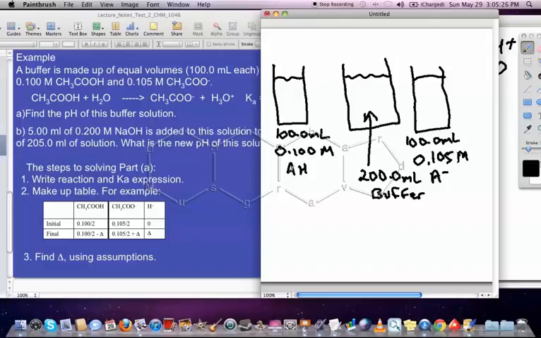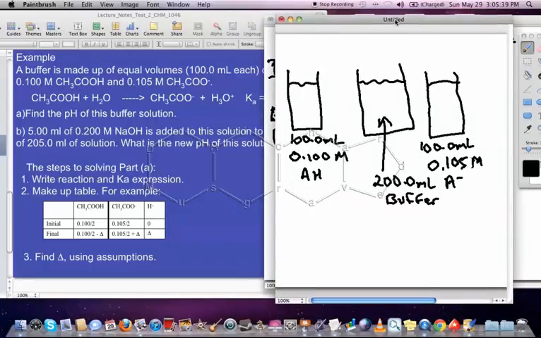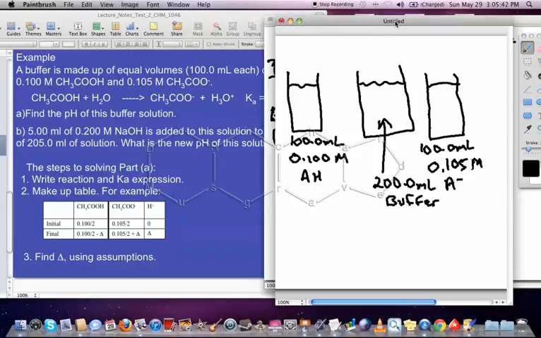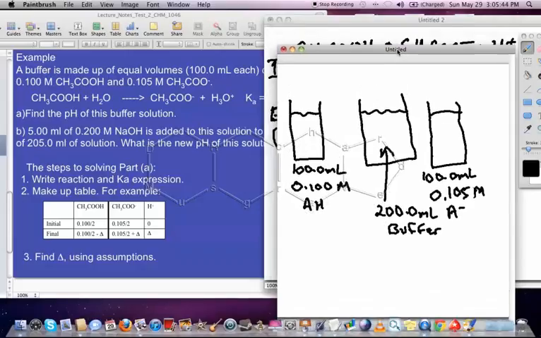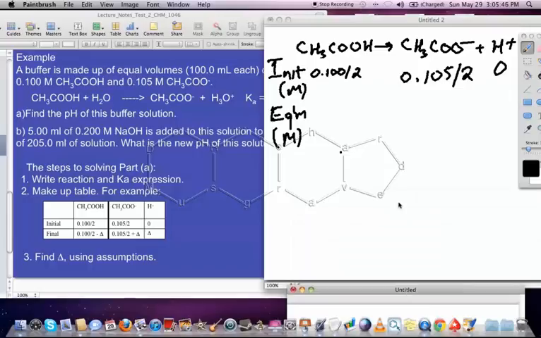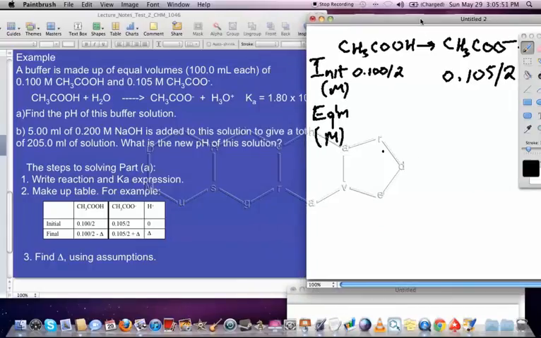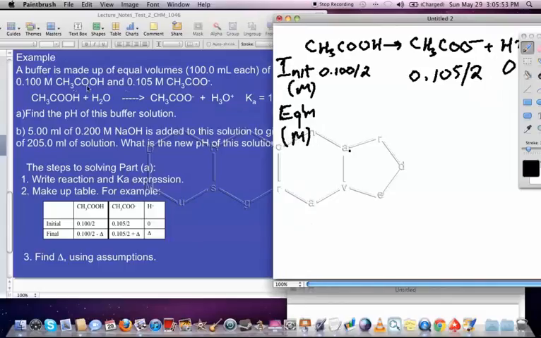We're going to have the same number of moles of AH here as we have in here. If we have the same number of moles but double the volume of solution, that means the concentration is now going to be halved. And that's generally the way buffers are made, by mixing solutions of the weak acid and its conjugate base. Hence the 0.100 divided by 2 and the 0.105 divided by 2. So these are the initial concentrations here. It says equal volumes, so we know what we're doing with that.